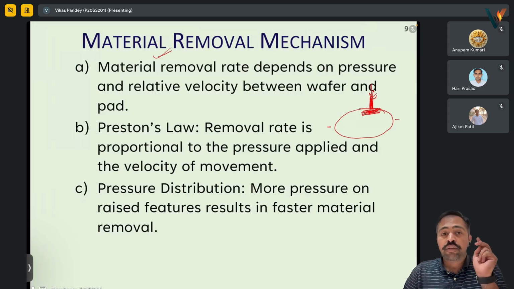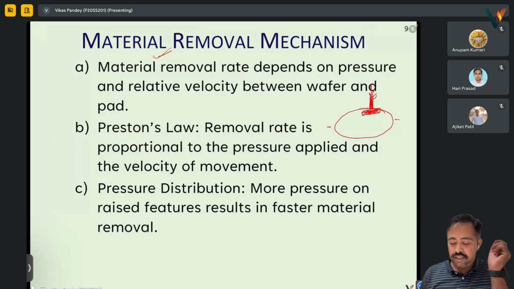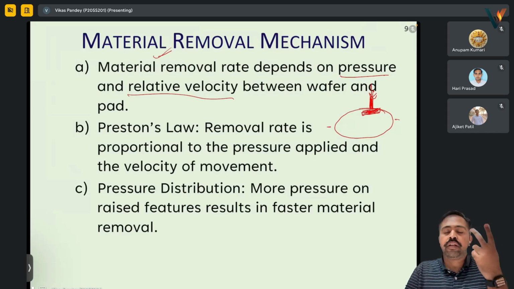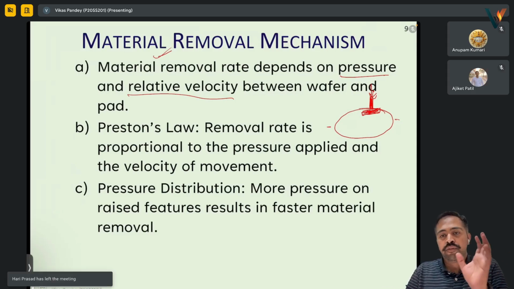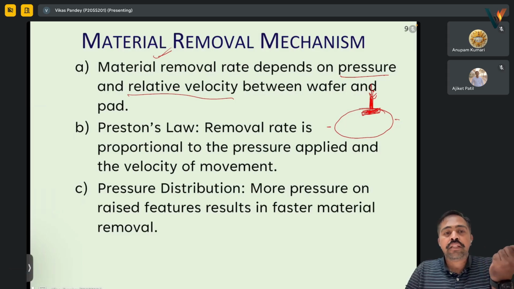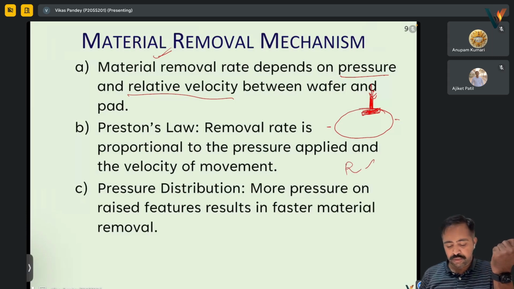So it will depend on two things: how much material is removed, or how much material we intend to remove. That will depend on the pressure that is given and the relative velocity between wafer and pad. Either both of them will be moving or one will be moving, but with respect to one another they are moving, and this relative velocity will determine the material removal rate. So there is Preston's law, which says that the removal rate, say R, is proportional to the pressure applied and the velocity V of the movement.